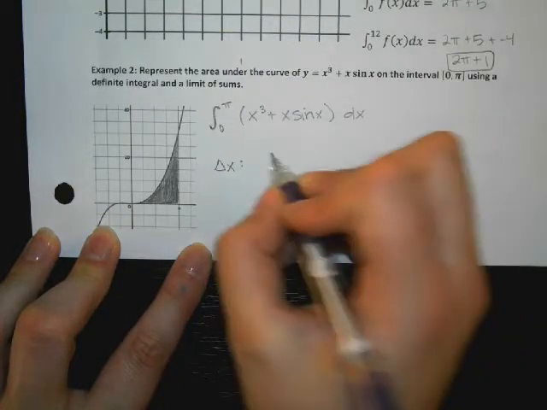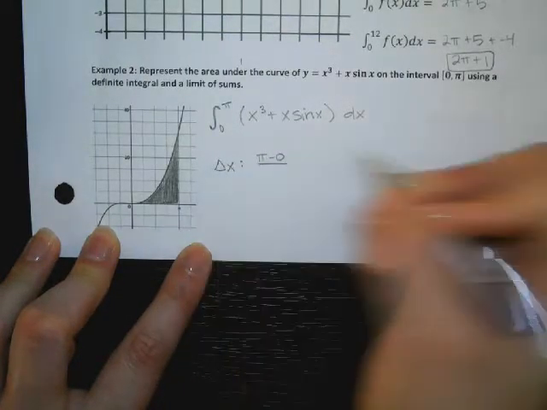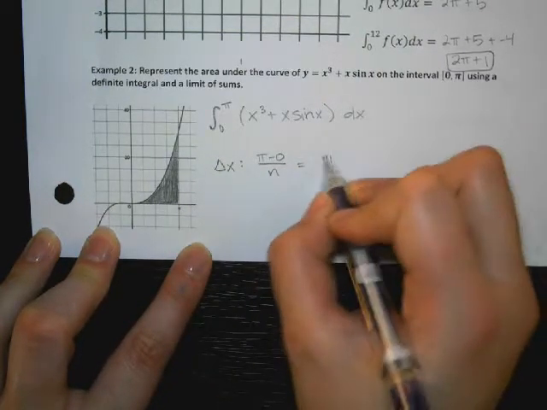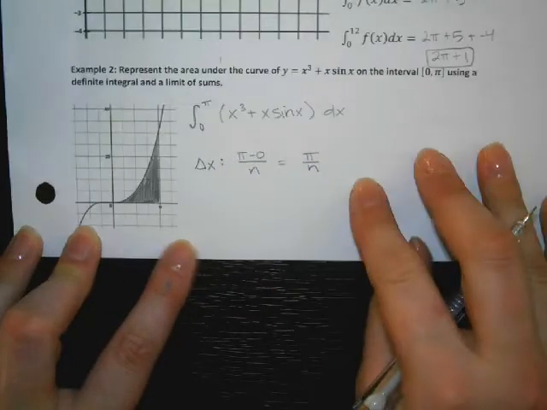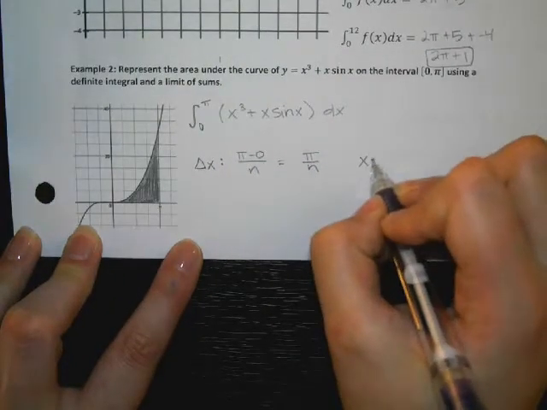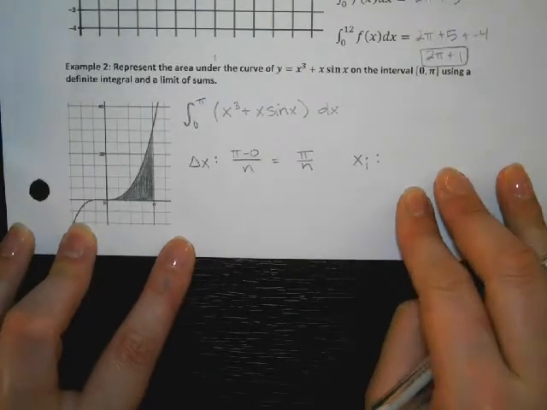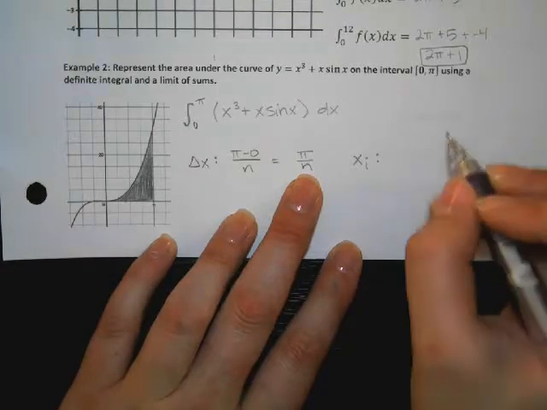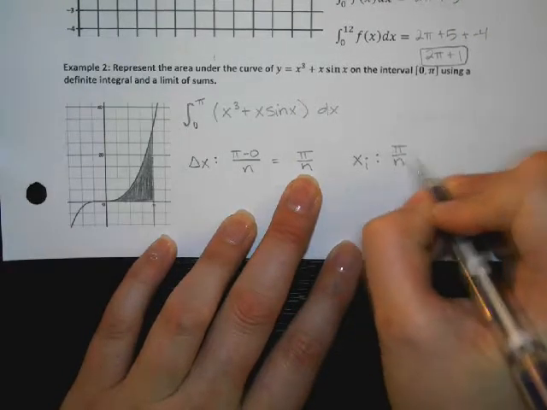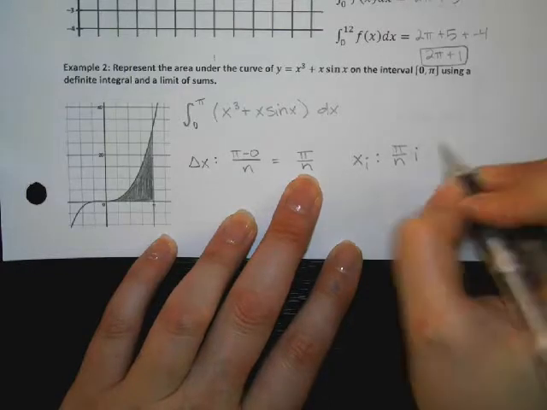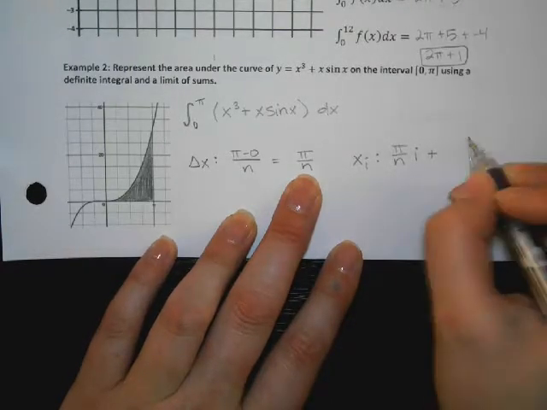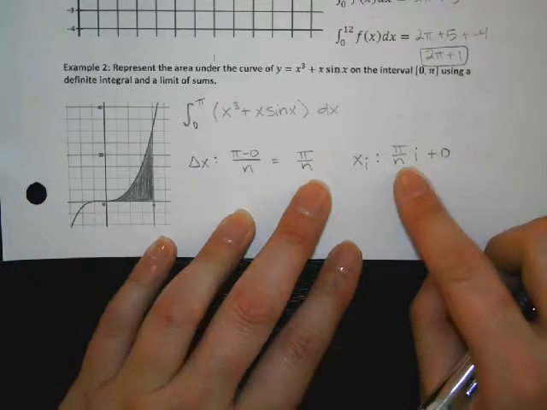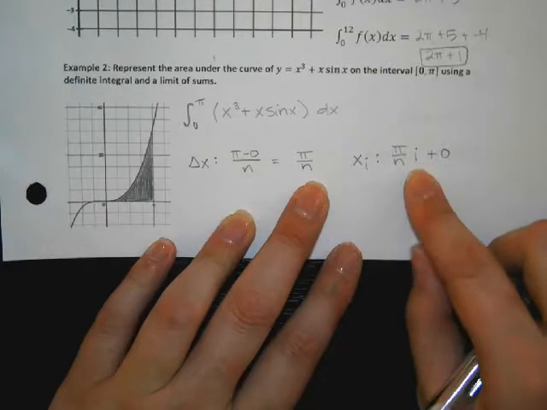B minus a, so upper bound minus lower bound divided by n. So that means our delta x is pi over n. And then we also have to find our x sub i, which are very close. They are often the same thing. Yeah, so it's pi over n times i, and then plus the lower bound, which is plus 0. And we've done a lot of problems that had a lower bound of 0, which is why these two are almost always exactly the same thing, except this one has the i in it.